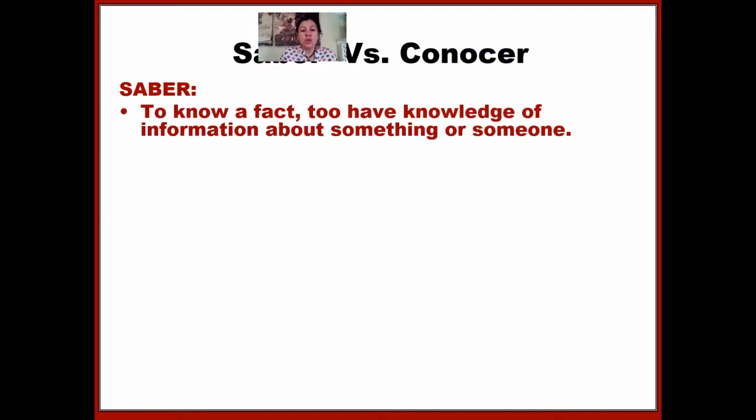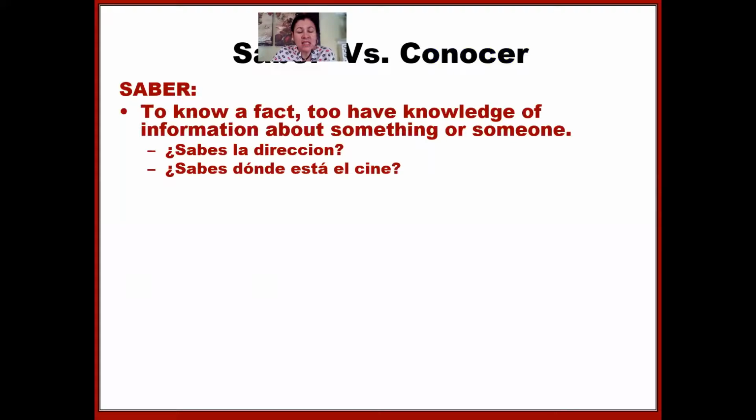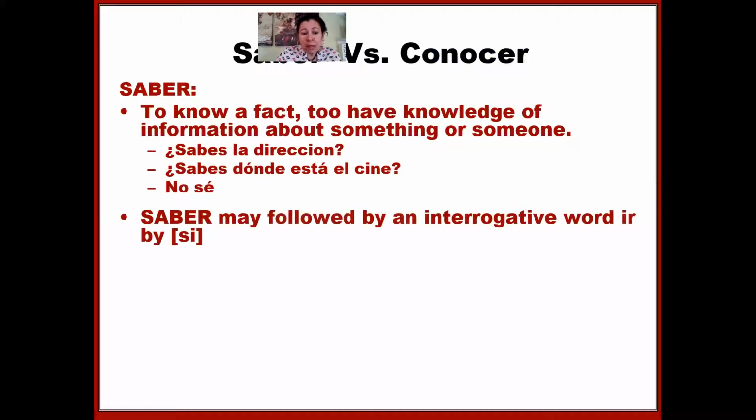Saber is used when you know a fact or you have knowledge of information about a place, thing, or people. So, ¿sabes la dirección? You know that piece of information about the address. Or, ¿sabes dónde está el cine? Do you know where the movie theater is located? No, I don't know. No sé. Saber may be followed by an interrogative word: qué, cuándo, dónde, por qué, cuántos, and it might be followed by if, sí. No accent in this one, okay?